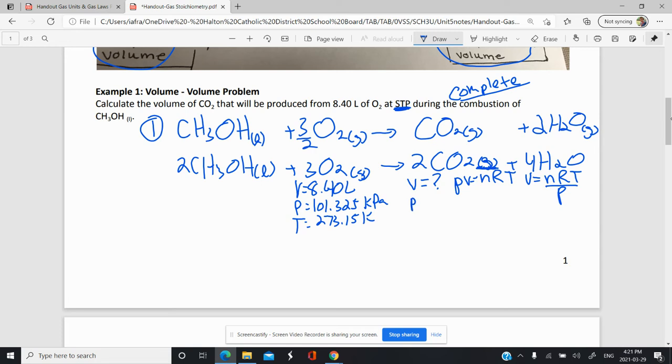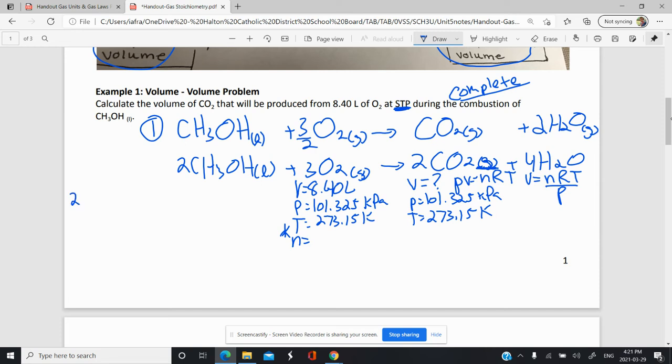So my pressure is going to be 101.325 kPa. My temperature is going to be 273.15 Kelvin. We're going to assume that we're at the same conditions afterwards. And so what I want to do is I want to find my number of moles of O2 to help me find my number of moles of CO2. So to find the number of moles, I'm just going to put a little asterisk here. So number one is we write a balanced equation and write out all my steps here.